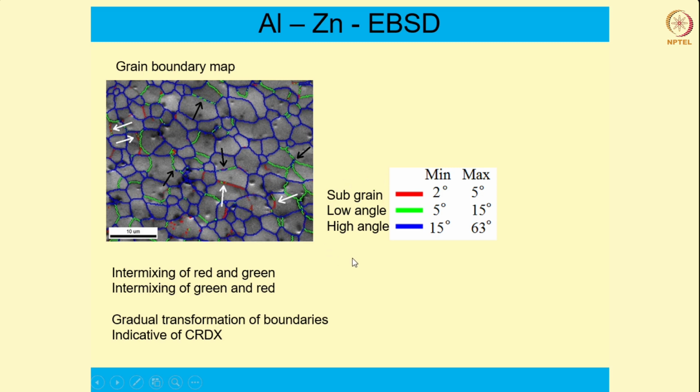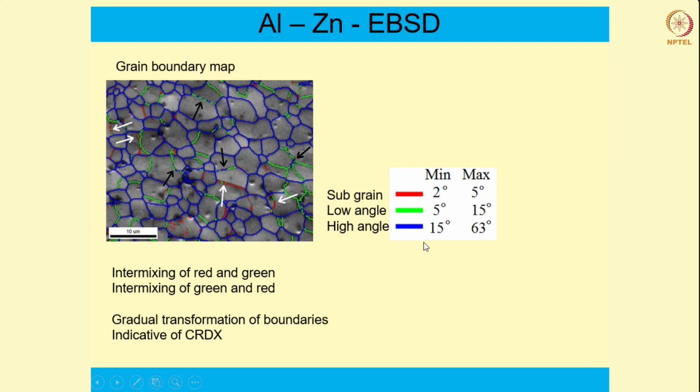Now we are looking at each of these boundaries carefully as to what their character is in terms of misorientation. That can be seen with the help of the different colors given to each of these boundaries. Red color indicates a subgrain boundary with a maximum misorientation of 5 degrees. Green boundaries are the boundaries having misorientation from 5 degrees to 15 degrees, and anything above 15 degrees is known as a high angle grain boundary, which is given a blue color.